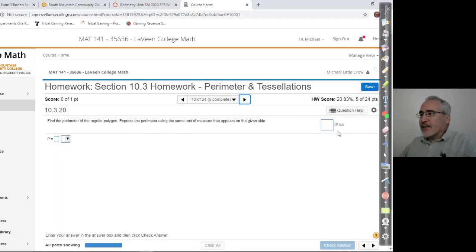On the 13, here's a square. Again, that's a regular polygon. Do they tell us it's a square? They don't, but since it's a regular polygon, that kind of regular polygon means that all sides are the same. So 10, 10, 10, 10. 10 4 times is 40.